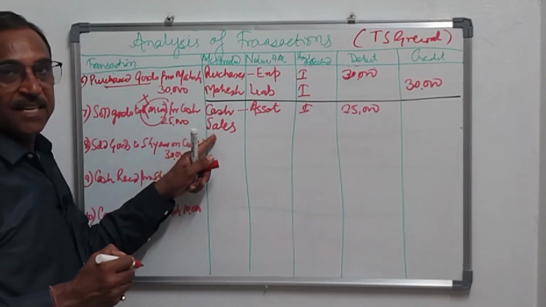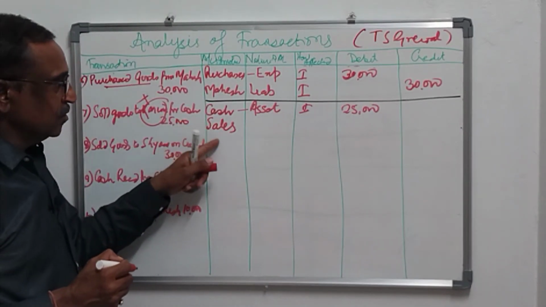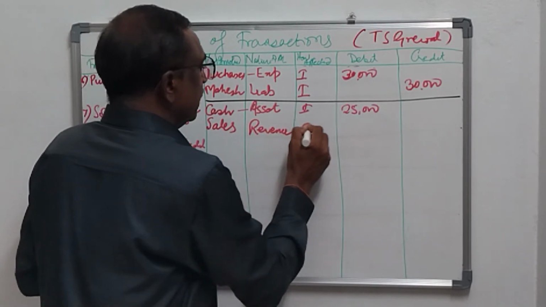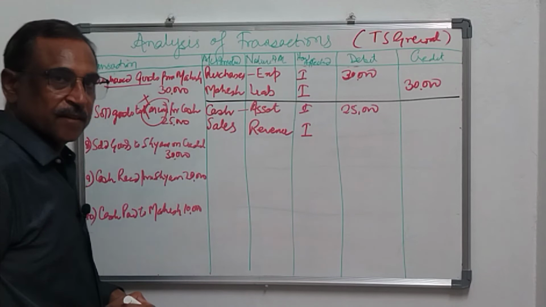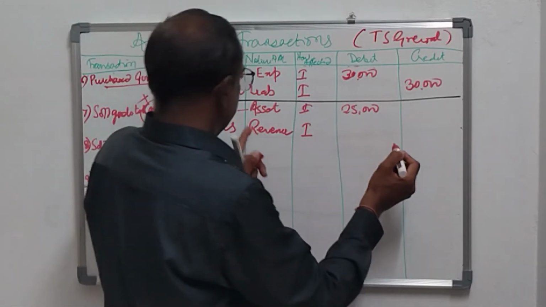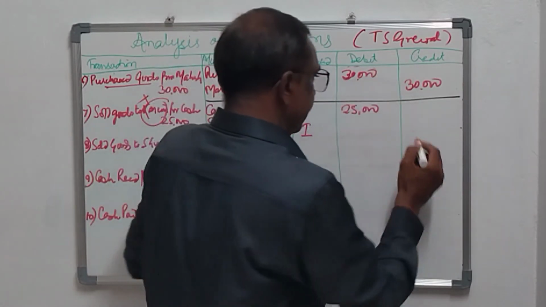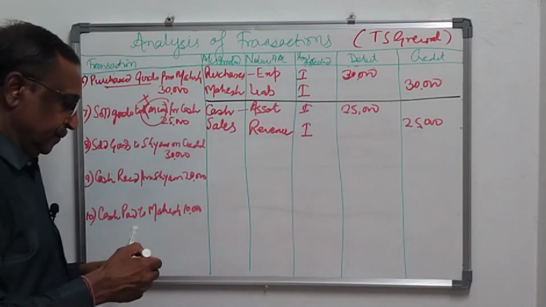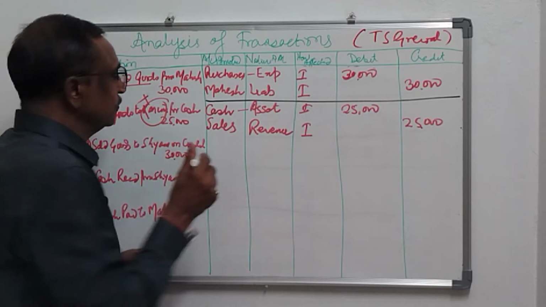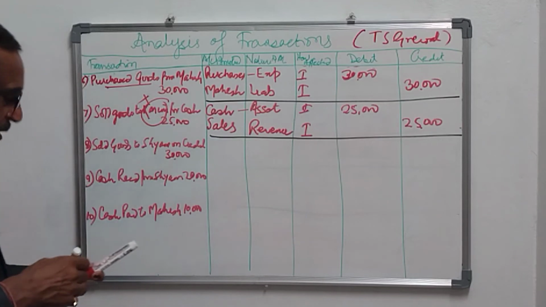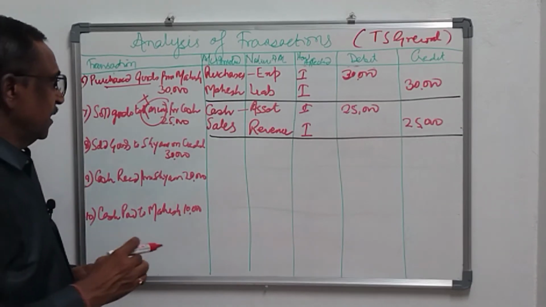Next is sales, the other account. So sales is your revenue, and it is also increasing. Revenue is increasing because you are getting sales. So increase in revenue is credited. Okay. Now we move on to next.